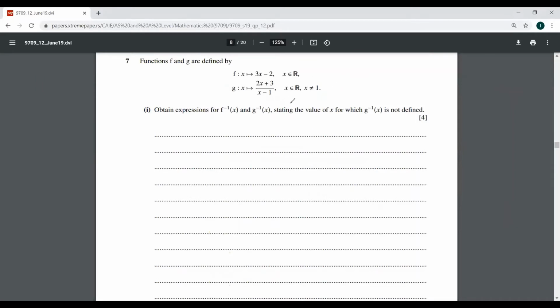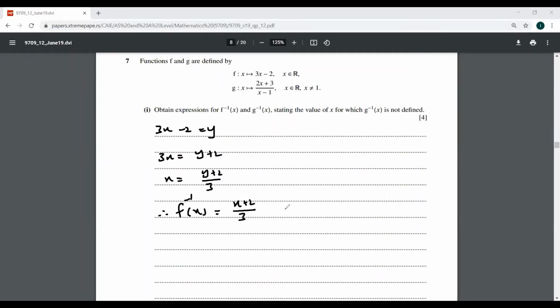Okay, please do that. It says there are two functions, f of x is this, g of x is this. Obtain the expressions for f inverse of x and g inverse of x, stating the values of x for which g inverse of x is not defined. Okay, no problem. So we know that we simply need to put our function equal to y, and we have to make x the subject. So x is y plus 2 over 3. Therefore, your f inverse of x is going to be x plus 2 over 3.